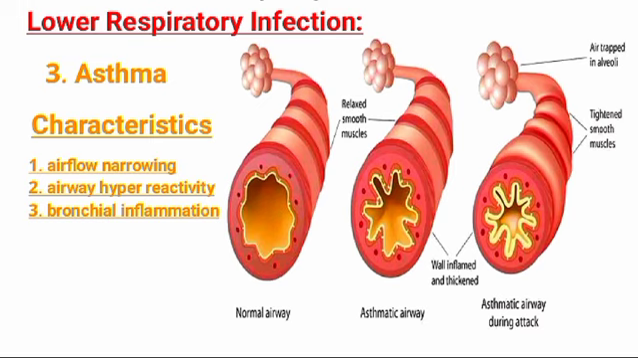Third one is bronchial inflammation. Inflammation of bronchial walls by T lymphocytes, mast cells, and eosinophils with associated plasma exudation, edema, smooth muscle hypertrophy, mucus plugging, and epithelial damage.